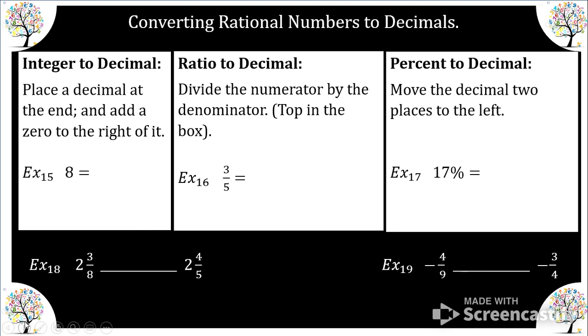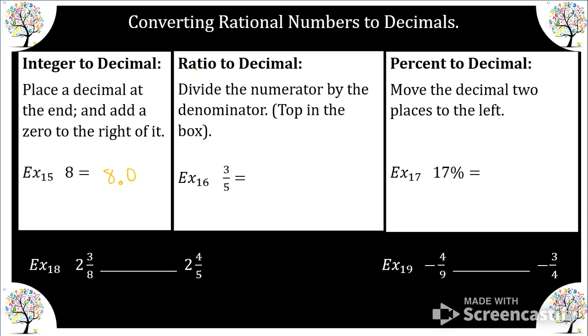Now we are going to convert rational numbers to decimals so we can compare. So for an integer to a decimal, we simply place the decimal at the end. 8.0.